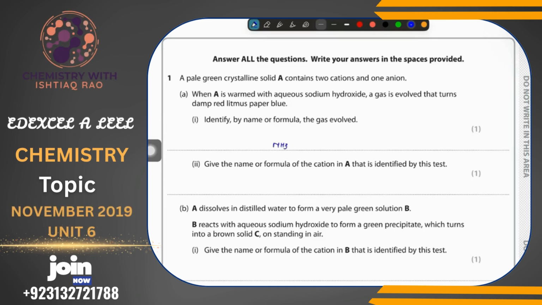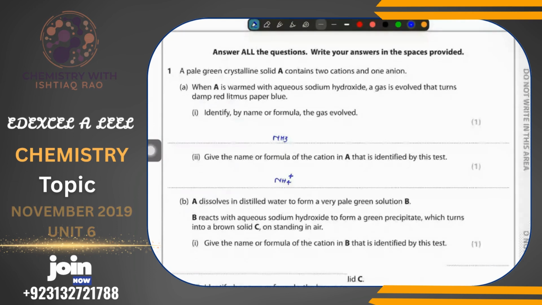Give the name or the formula of the cation that is identified by this test. The cation is NH4 plus, ammonium. Ammonia is released from ammonium.